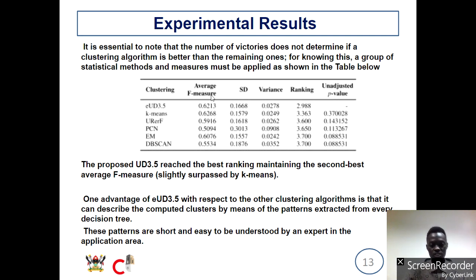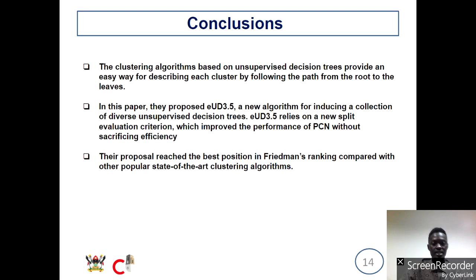So one advantage of UD 3.5 with respect to the other algorithms is that it can describe the computed clusters by means of the patterns extracted from every decision tree. These patterns are short and easy to understand by the expert in the application area, because it has to be an explainable AI that can be understood by the human being.